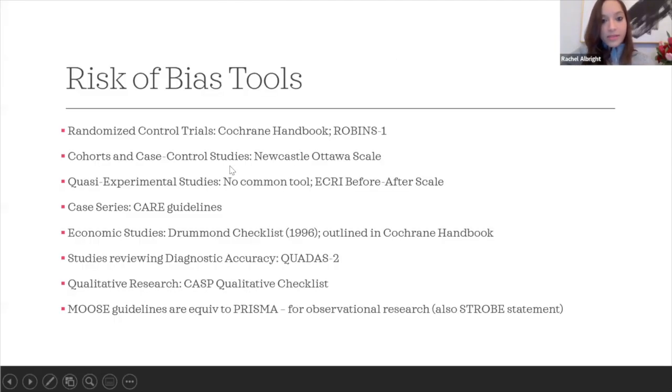This is a list of risk of bias tools that are commonly used. You might want to snap a photo of this. These are different study designs and then different risk of bias tools that are typically used. Now, some of these overlap, right? So a cohort study is an observational study, right? So the MOOSE guidelines is used for observational research. STROBE also used for it, but you can also use the Newcastle-Ottawa scale. How are you going to know which one to use? Use the one that makes the most sense to you, that's easiest for you to use. Or if you know the journal you want to publish in, they might have criteria on which one they want you to use. So keep that in mind.